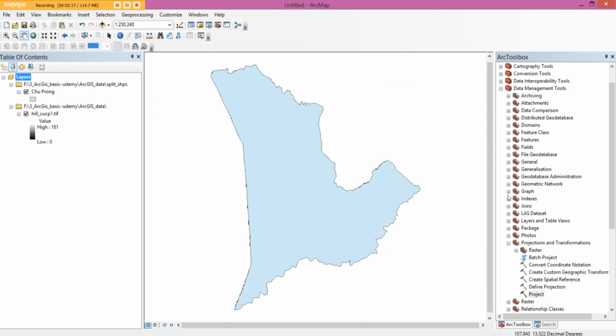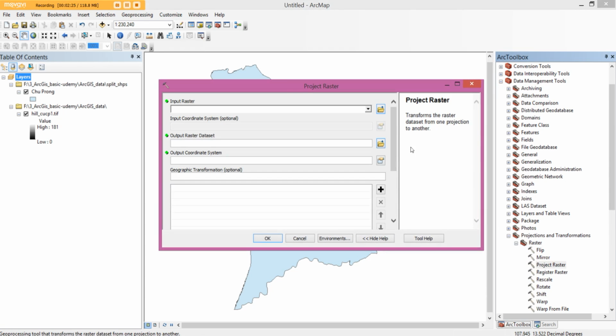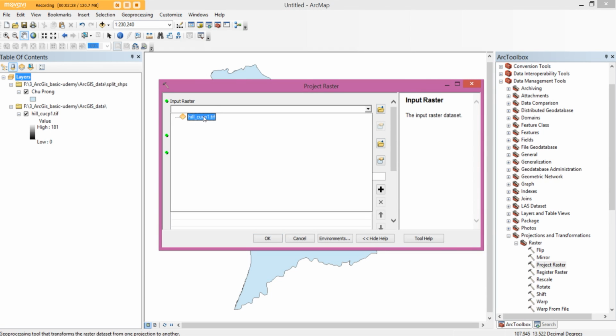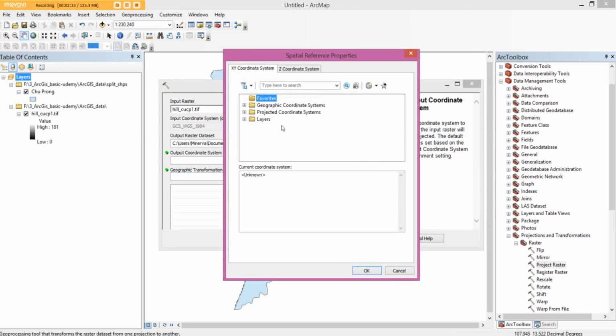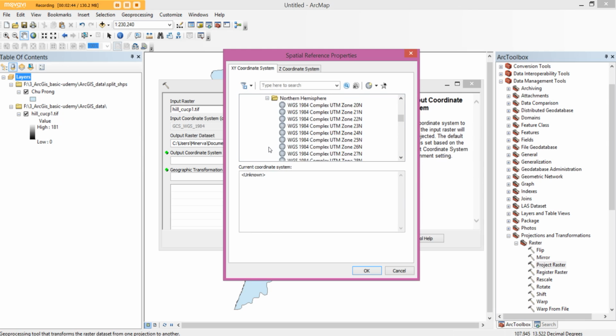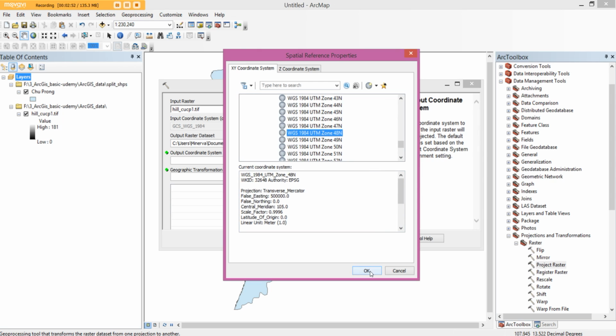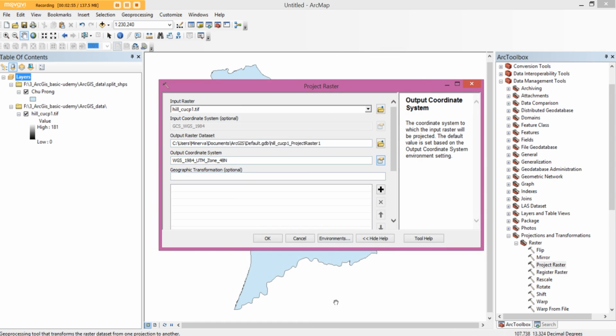Okay. Now if I want to convert my rasters, then under projections and transformations we have raster, and we will say project raster, and this will allow us to read in the raster. And again I will specify the output coordinate system, and I'll specify the same thing, northern hemisphere. Obviously if you're in the southern hemisphere, select southern hemisphere, and you need to know the zone you are in, and I'm in 48N, and I will convert it.